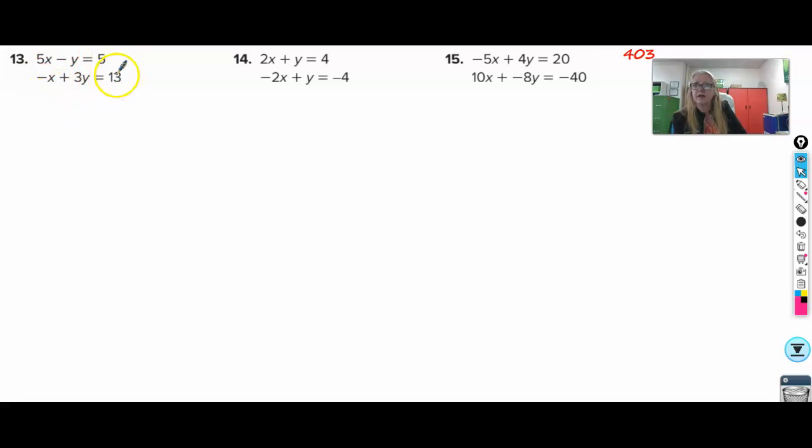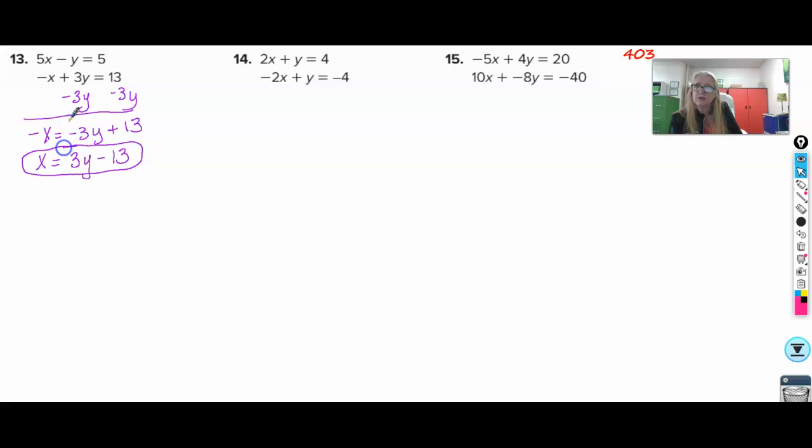All right, here I need to get a variable by itself. I can solve for either this negative y or this negative x. It's your choice. There's no wrong answer here. Because this one's the lower one, I'm going to go for this one, and I'm just going to subtract 3y from both sides. That gives me negative x equals negative 3y plus 13. So I would have to multiply everything times negative 1 to get x positive. That would give me positive 3y minus 13. So this is going to be the equation I'm going to use. Okay, so now I have x solved for.